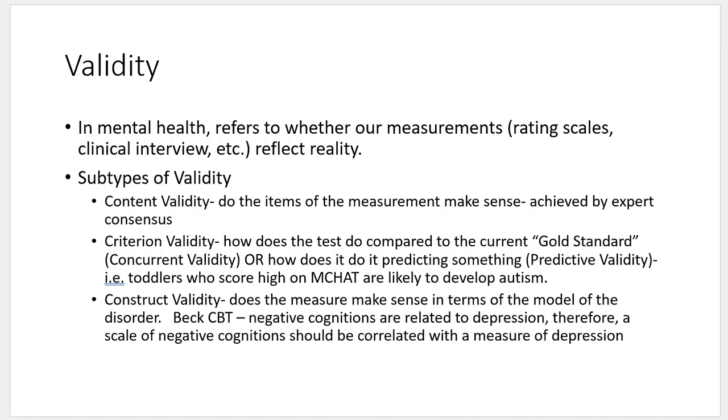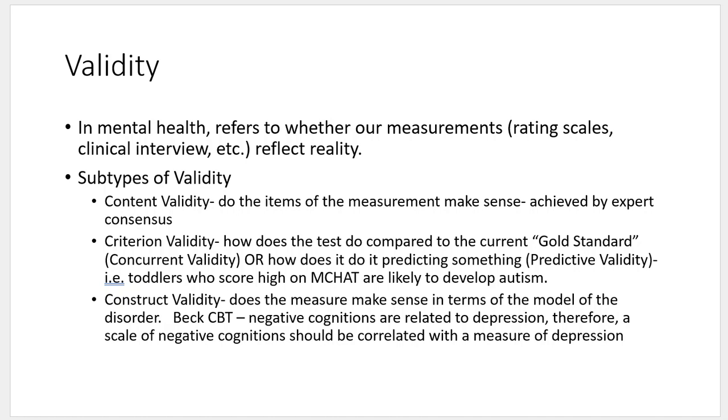Predictive validity: we've developed a scale like the MCAT that is supposed to identify those who are at risk for autism. So if we follow those babies and infants into early childhood, and people with high MCAT scores do develop autism, then we say the test has predictive validity.